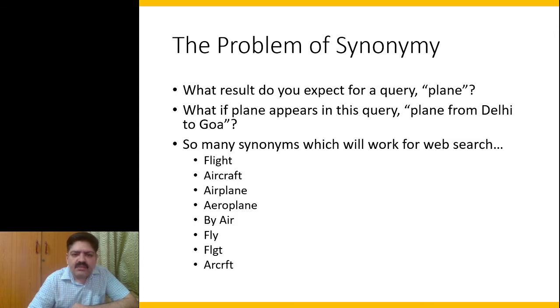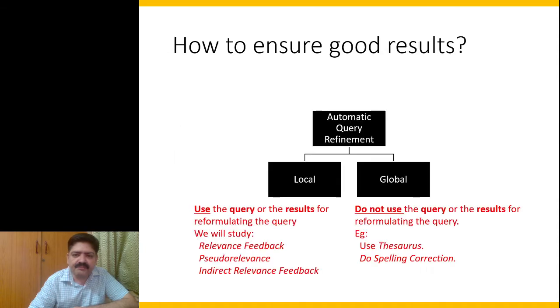There are many synonyms even within the context of plane from Delhi to Goa, which will work for the web search equally. For example, flight, aircraft, airplane, aeroplane, by air, fly, and so on. So some of these are spelling corrections, some of these are synonyms. But the point is, if any of these queries come, we want to give the same result as output. Now, how can I do that?